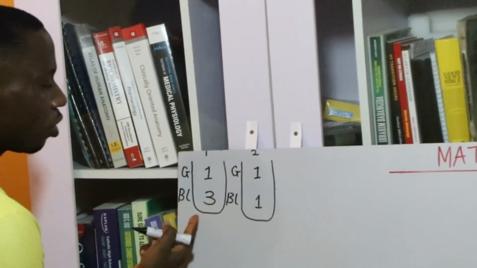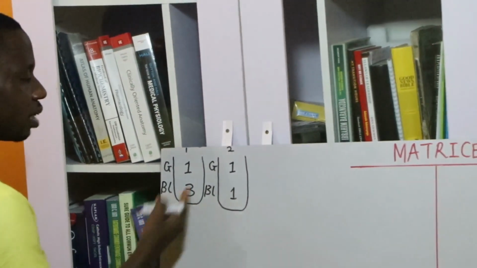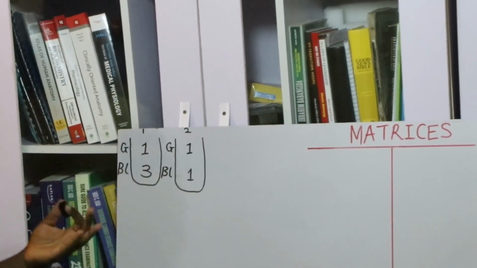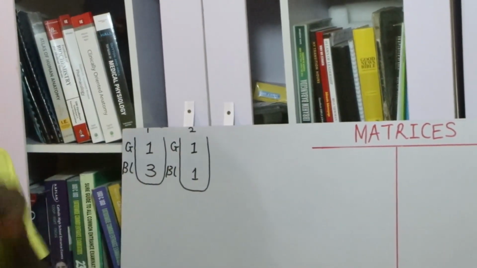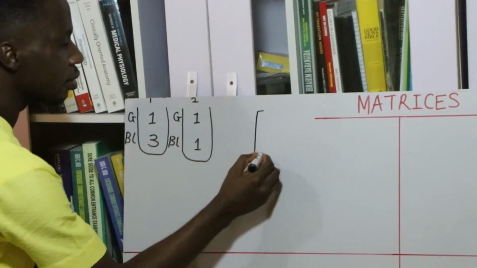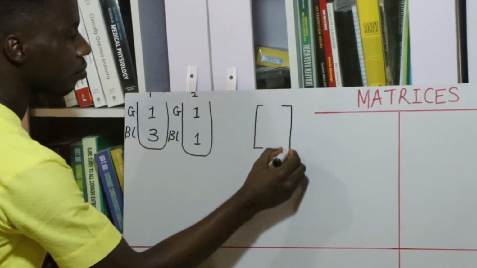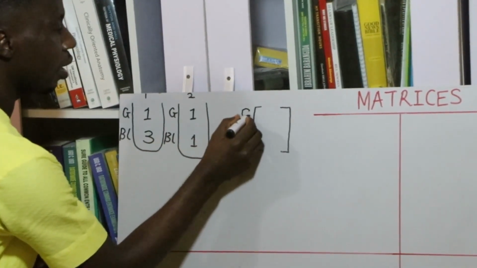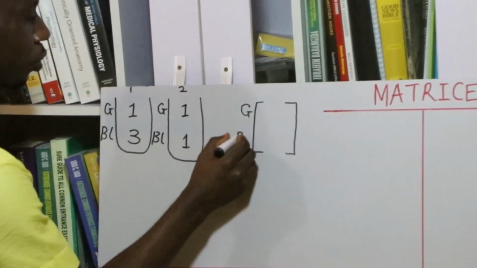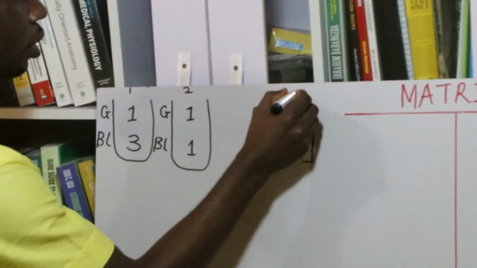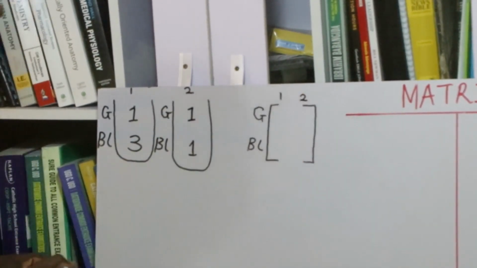Now, instead of drawing these diagrams and writing all these labelings, you can see how confusing it is. But matrix does a better job. Now, matrix will do this. Okay? Then there will be green here. There will be blue here, BL. Beaker 1 and beaker 2.